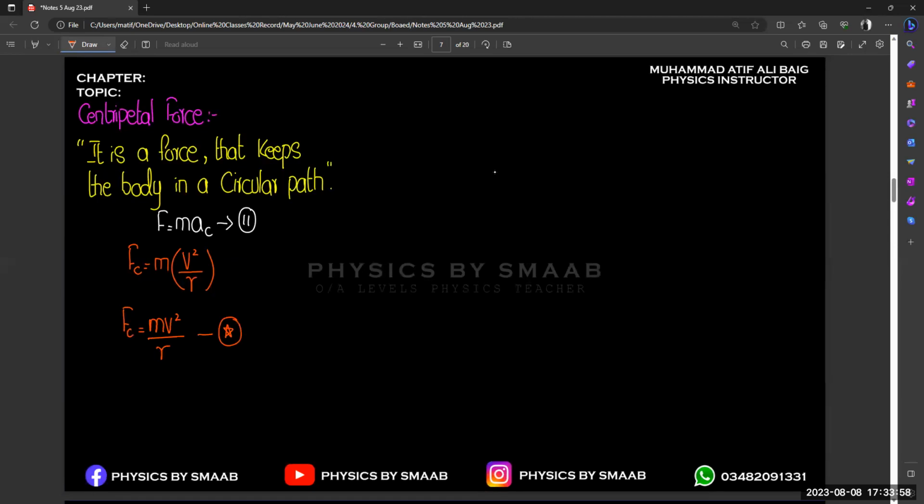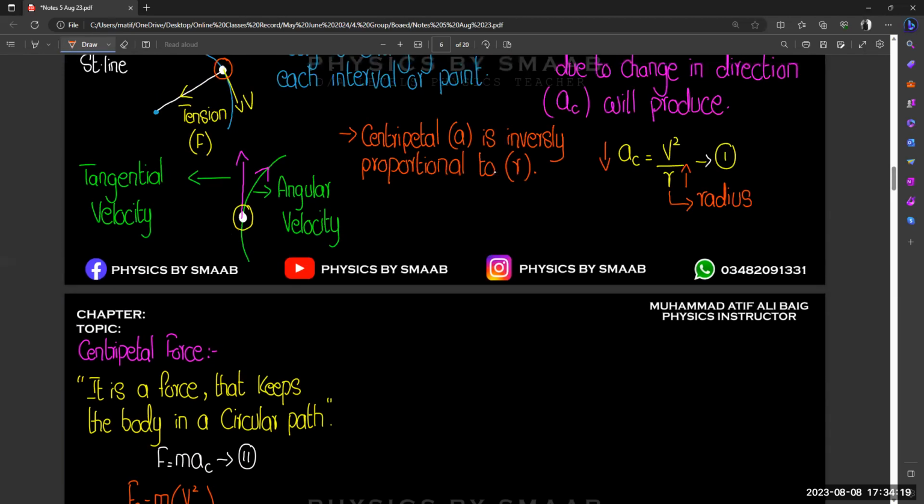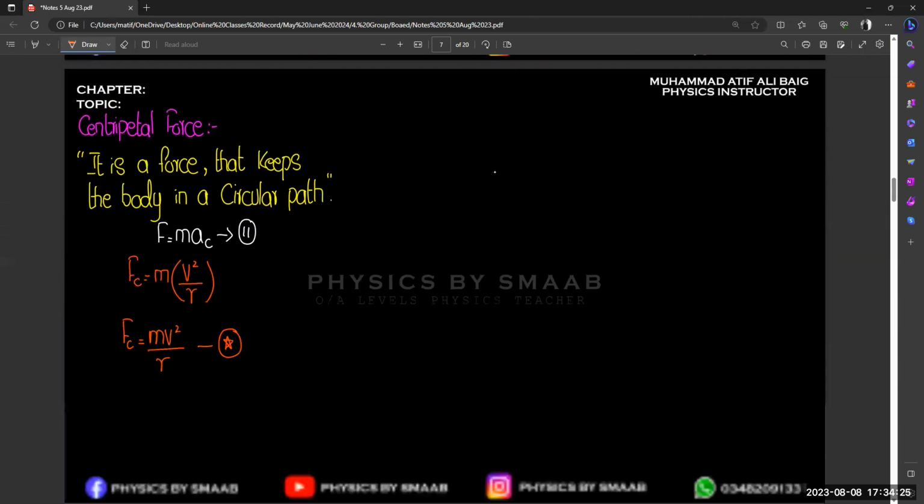So this is the final formula for centripetal force, right? And now we can easily interpret from the equation that force depends upon the mass, just like the previous one, F equals ma. So the centripetal force also depends upon the mass of the body. Second thing is the radius. We already mentioned that centripetal acceleration is inversely proportional to r, so the same goes for the force.